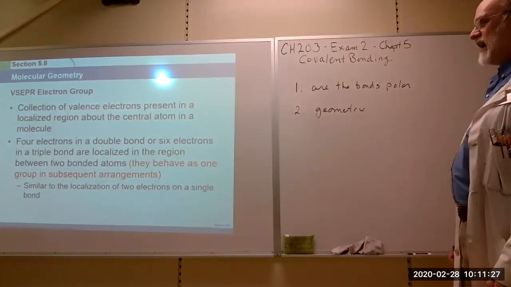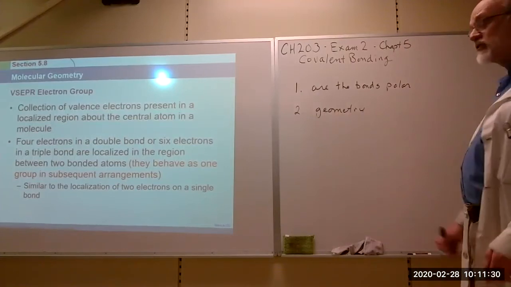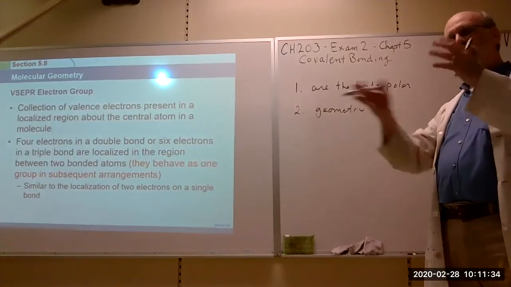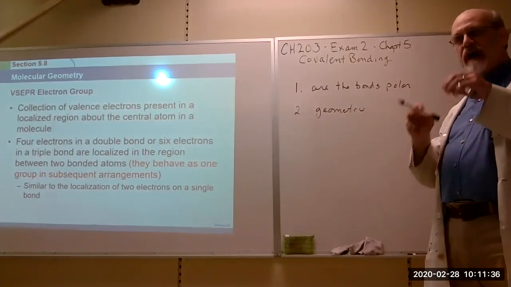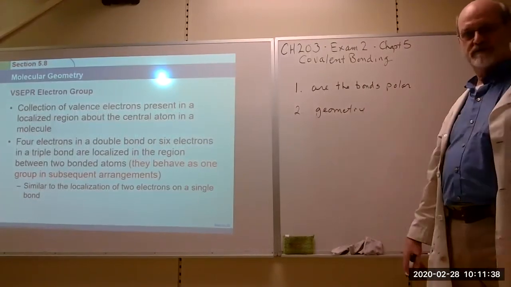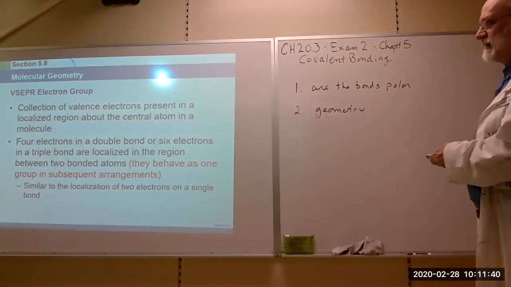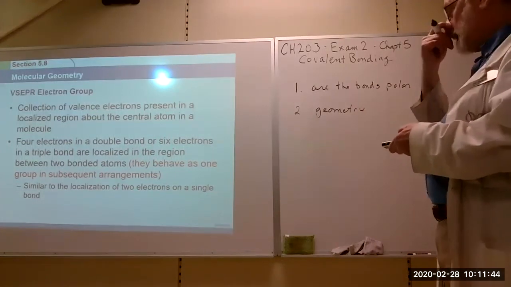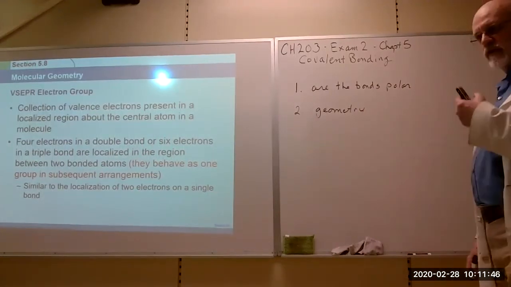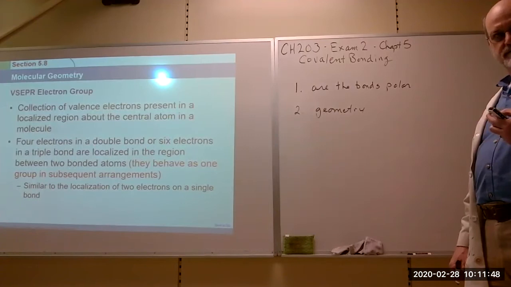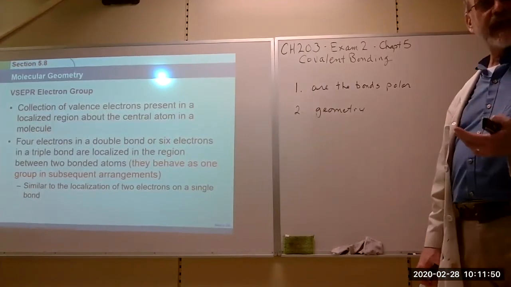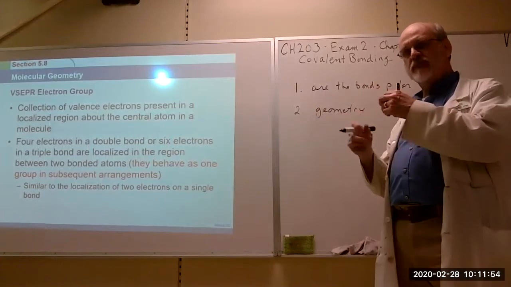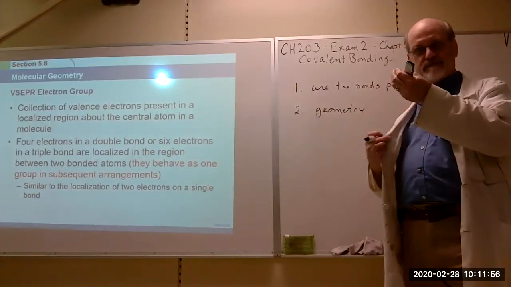Okay, so how do we do that? Well, first you have to draw the Lewis dot structure. You've got to find out where all of your electrons are located, either in bonds or lone pairs. Okay? And then you count up the number of groups around a central atom, right? So this geometry is based upon the central atom.